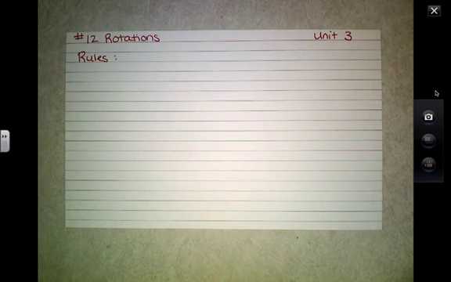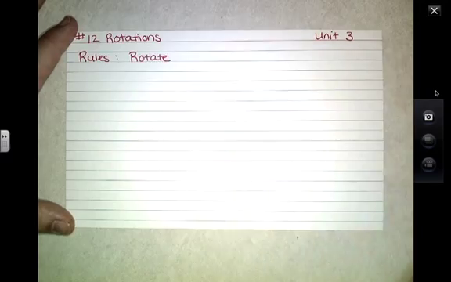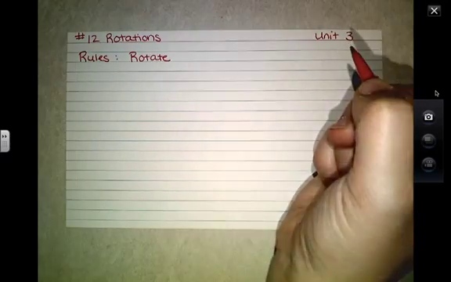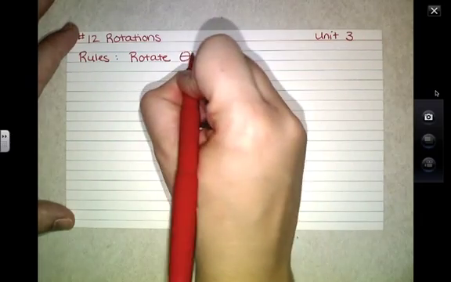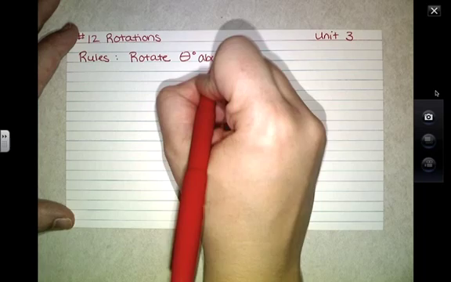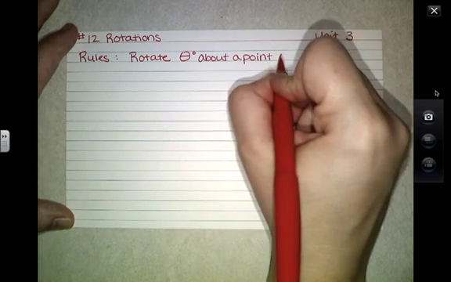Okay, so there are some rules involved when you have rotations because you need to know certain things in order to do a rotation or to tell if you have a rotation. So it's important to know that you are going to rotate a certain number of degrees, and remember back to trig how we called our reference angle theta. We're going to be using theta here as well. So we're going to rotate theta degrees about a point using a vector.